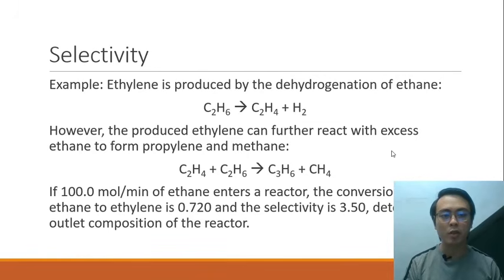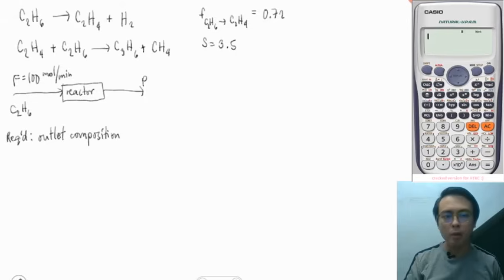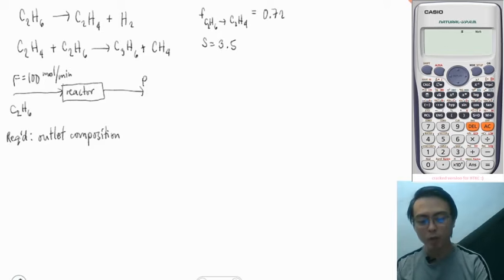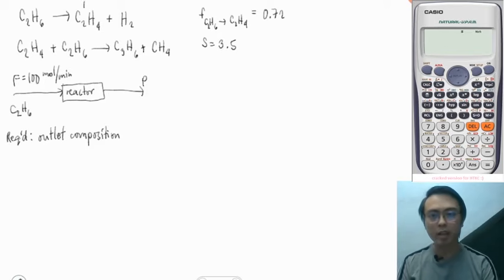So let me first write the given. Okay, here's our given. We have the reactor with a 100 moles per minute feed, which presumably contains pure ethane as stated in the problem. We have two reactions, which I have listed. The first reaction is the main reaction, which is our desired. In this case, our desired product is the ethylene, so I'm just going to mark the ethylene as D. This is the desired product.